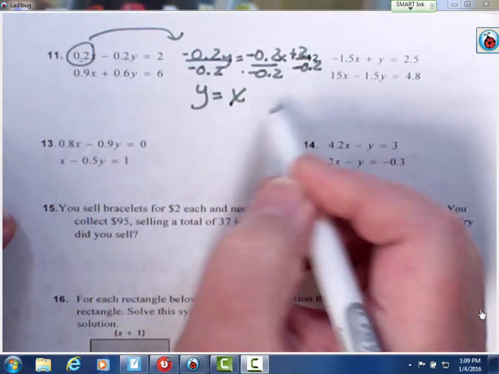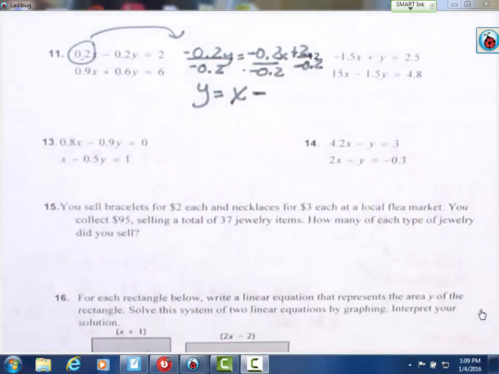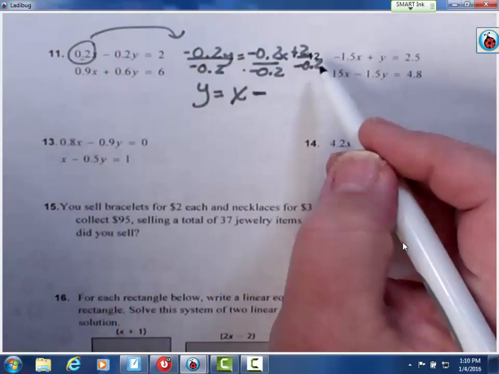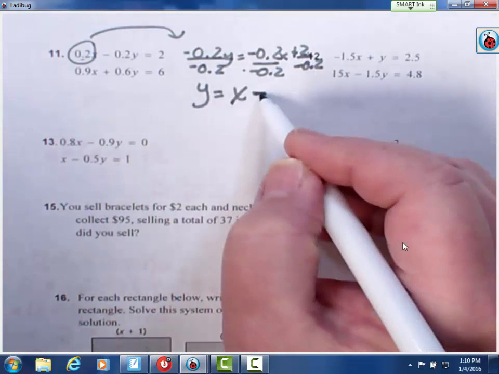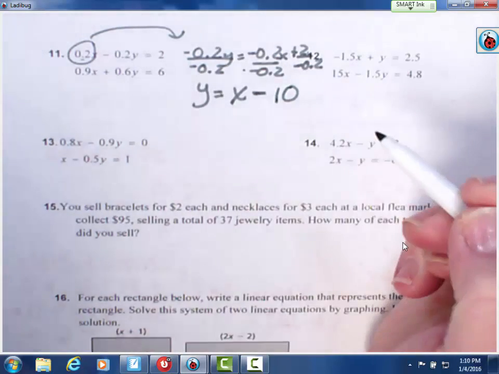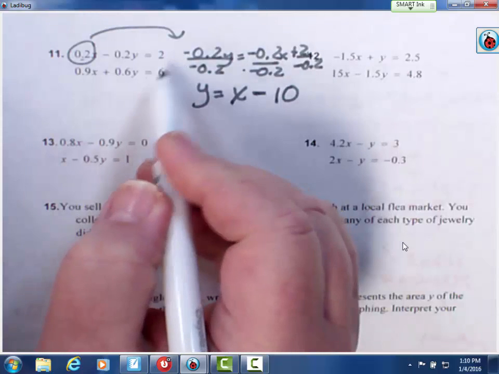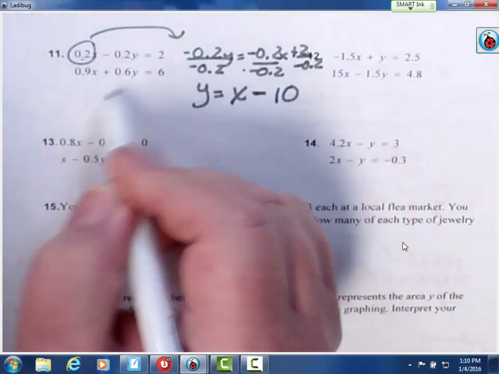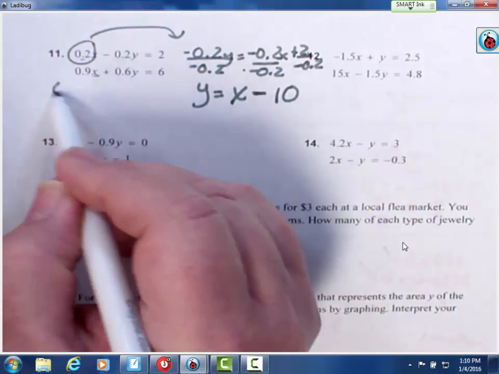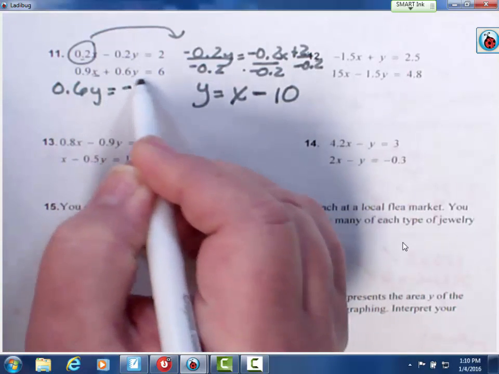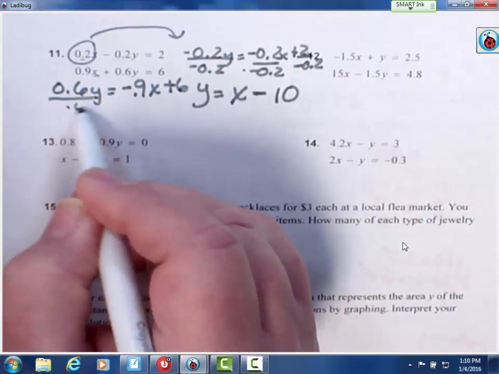And then this is going to be minus 2 divided by negative 0.2, which is going to be minus 10. Okay. And then we have 0.9x plus 0.6y equals 6. So we'll subtract the 0.9x, so we get 0.6y equals negative 0.9x plus 6. We divide everything by 0.6.